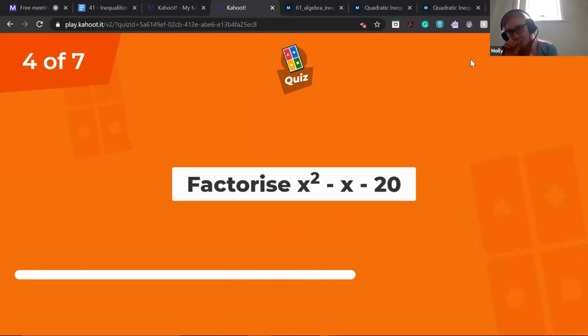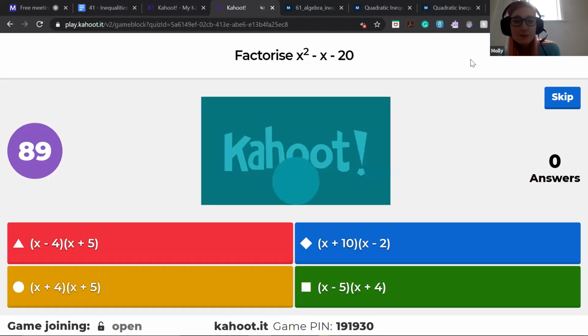Okay, another factorizing one. These people got that one, so let's see how many can get this one.